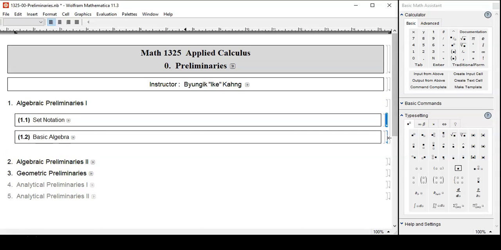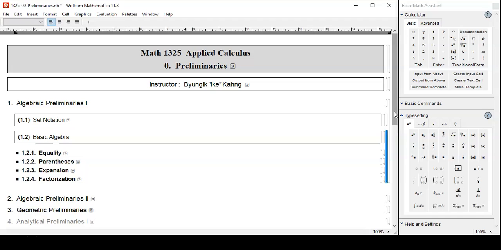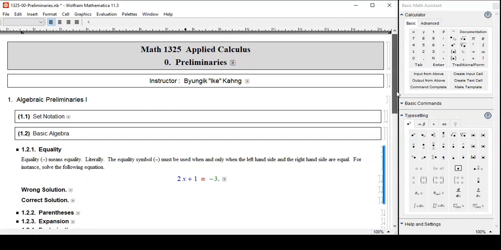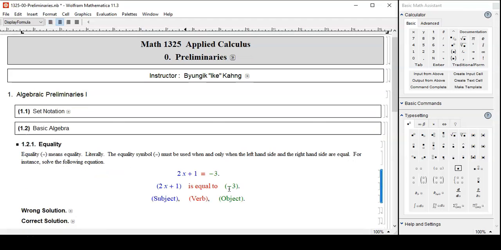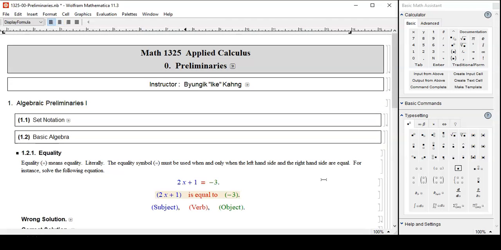Let's go to basic algebra. The first thing here is the equality, and equality means equality, literally. The left-hand side and the right-hand side must be equal to each other. Otherwise, it's wrong. That's one aspect of the equality that you have to know. But there's another aspect of equality that is even more important. Let's come back to this example. 2x plus 1 equals -3. That's how you read it, isn't it? 2x plus 1 is equal to -3.